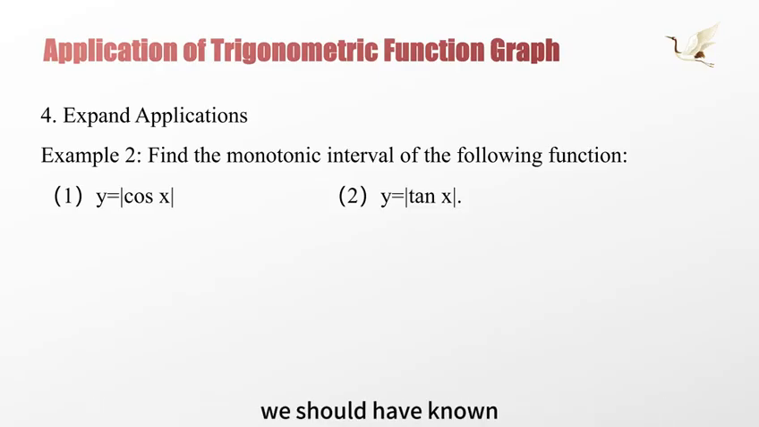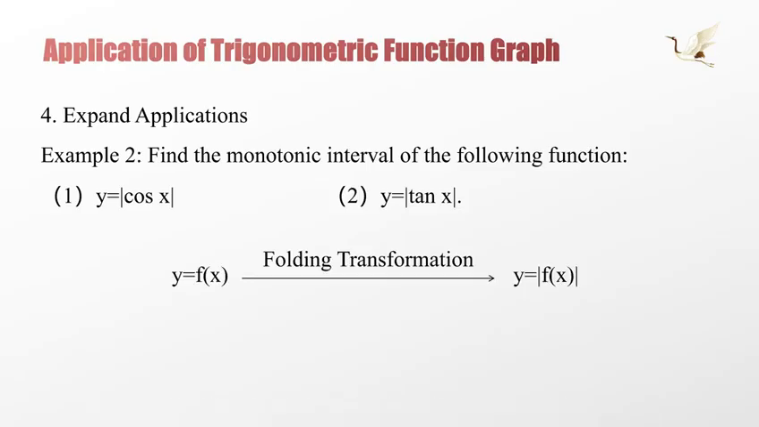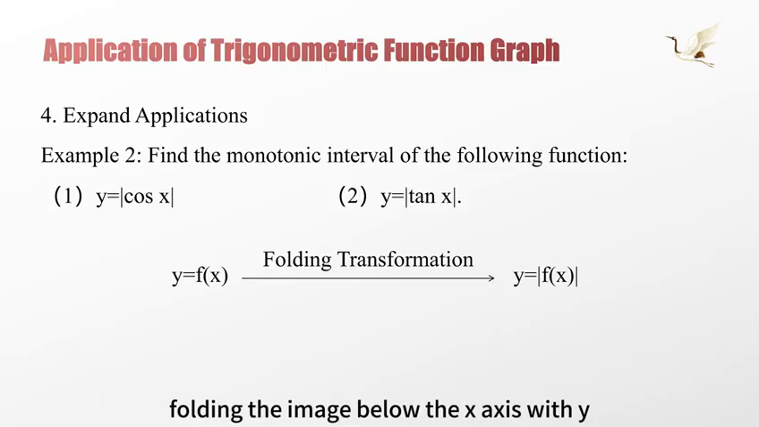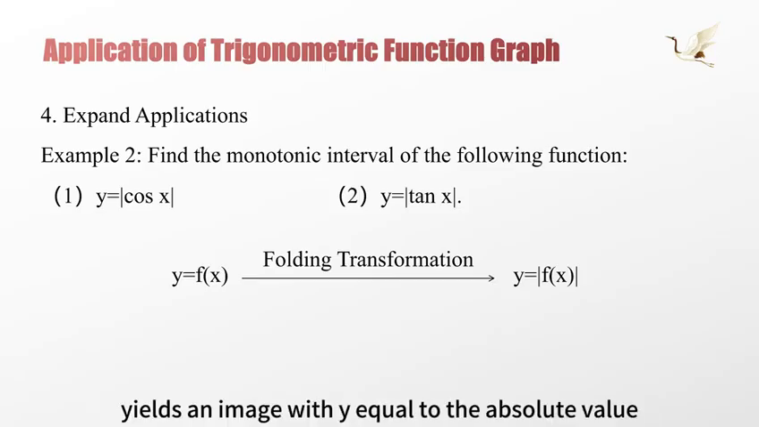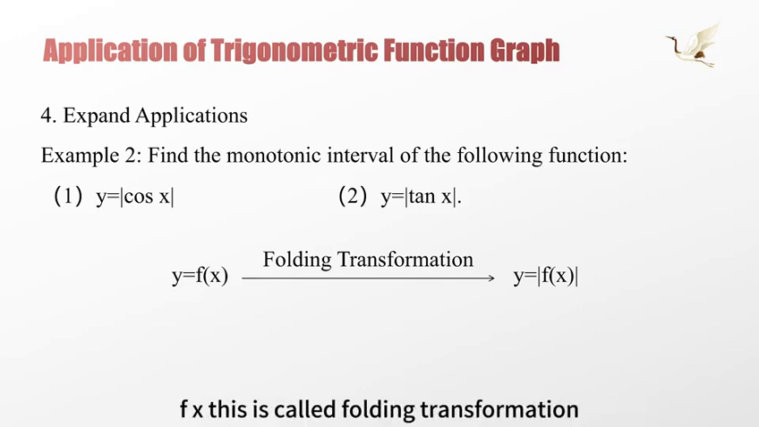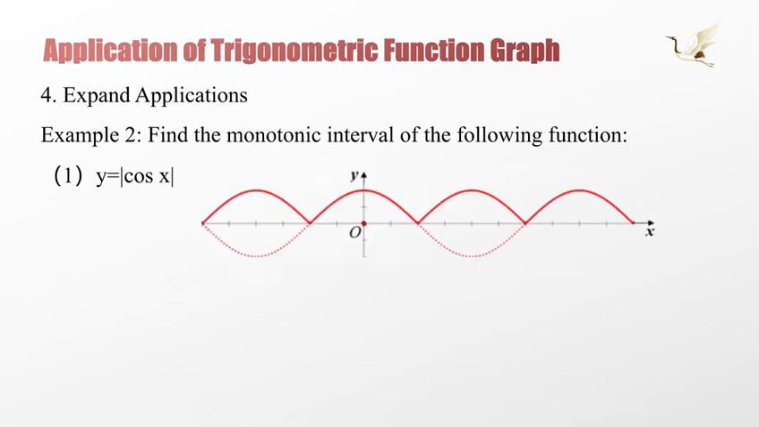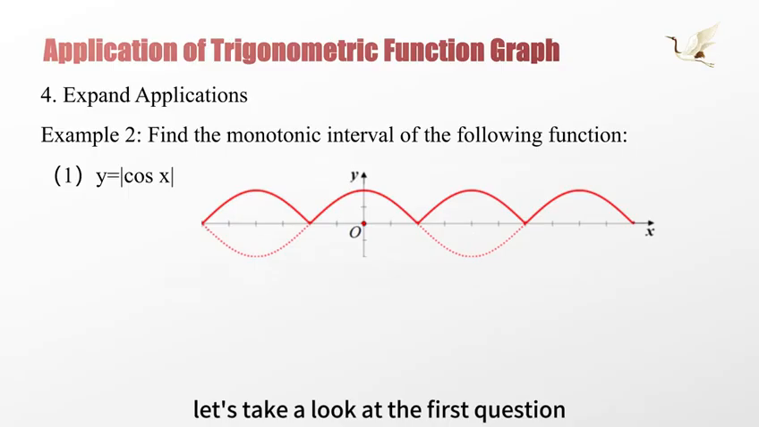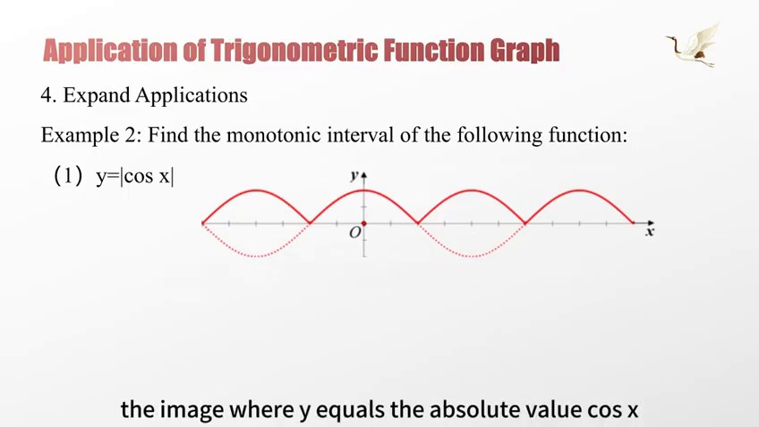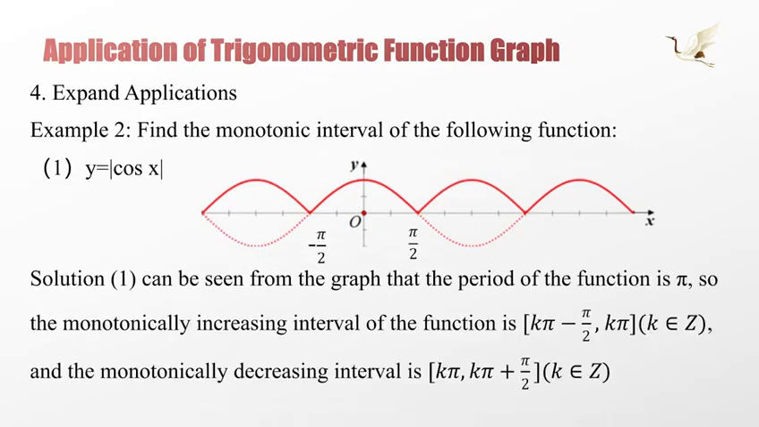We should have known from the previous chapters of our study that folding the part of the image below the x-axis for y equals f(x) yields the image of y equals the absolute value of f(x). This is called a folding transformation. Let's take a look at the first question, the image where y equals the absolute value of cosine x.